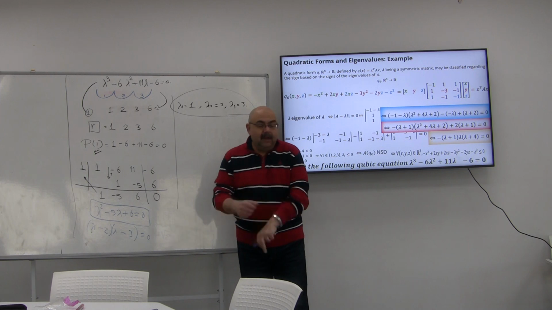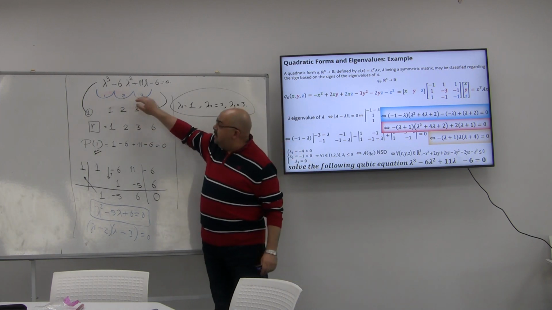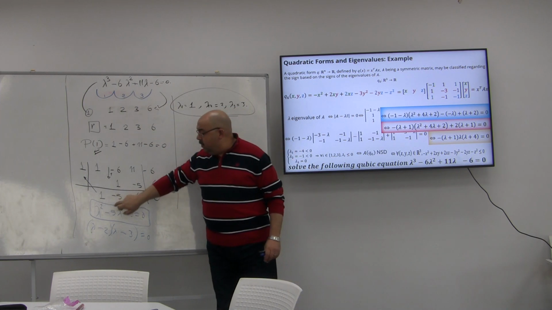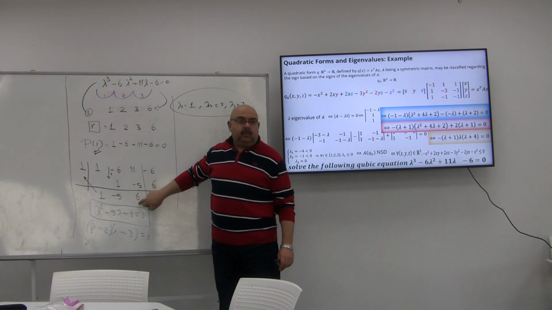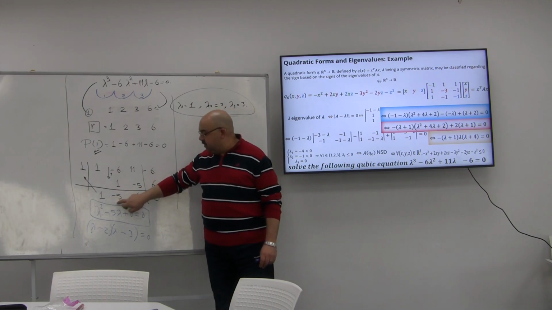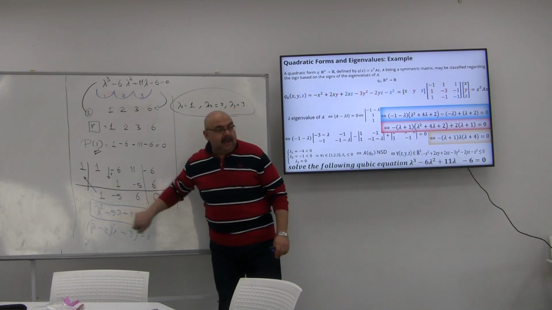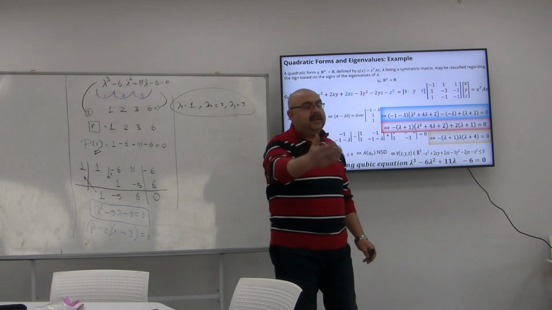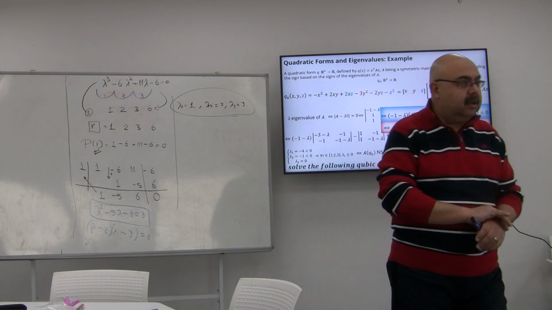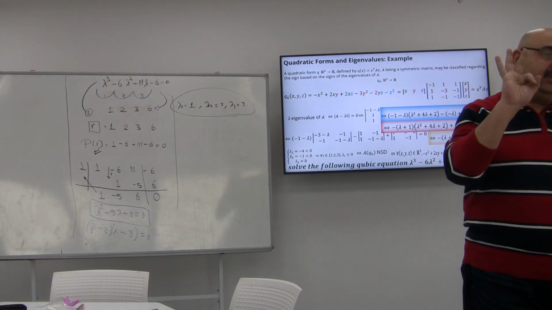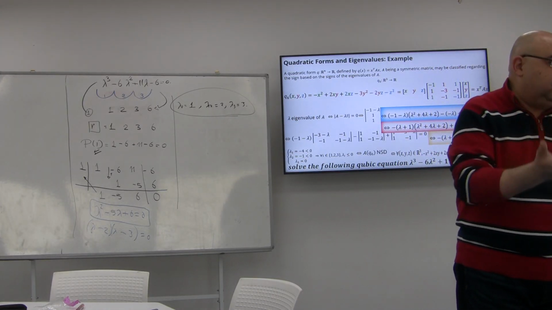Do you read me? This means that instead of dealing with a cubic equation, now I am dealing with a quadratic equation, which is lambda square minus 5 lambda plus 6. Now you can factorize it and you get the rest of the roots. Do you understand what I'm saying? Now I have the roots. All the roots, or all the eigenvalues, are positive.